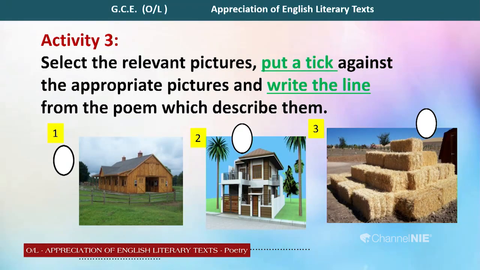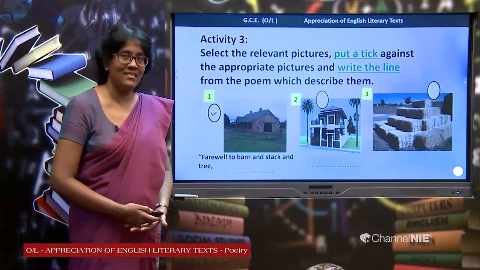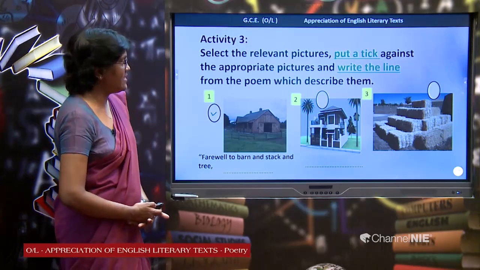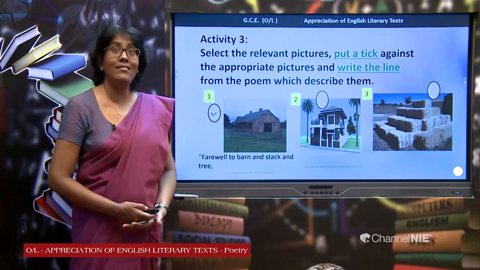The pictures are numbered. Number 1. Do you find any relevance to the poem or not? Yes, very good. There is a kind of relevance. Can you find the line? Which line? Farewell to barn and stack and tree. That line suits this picture. Look at the second picture. Do you find any relevance? Can you match that with the poem?